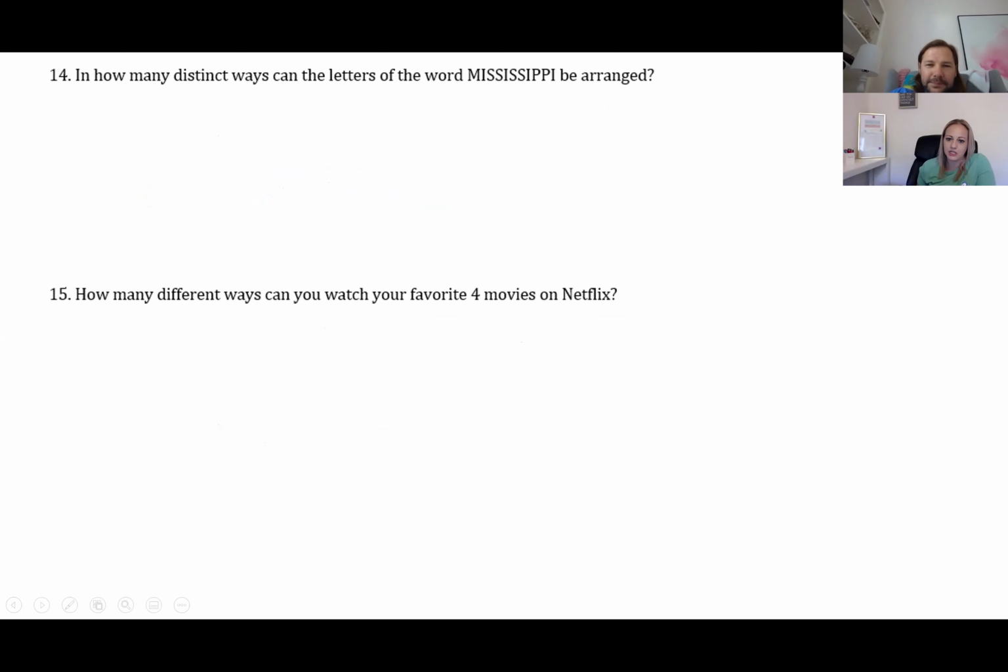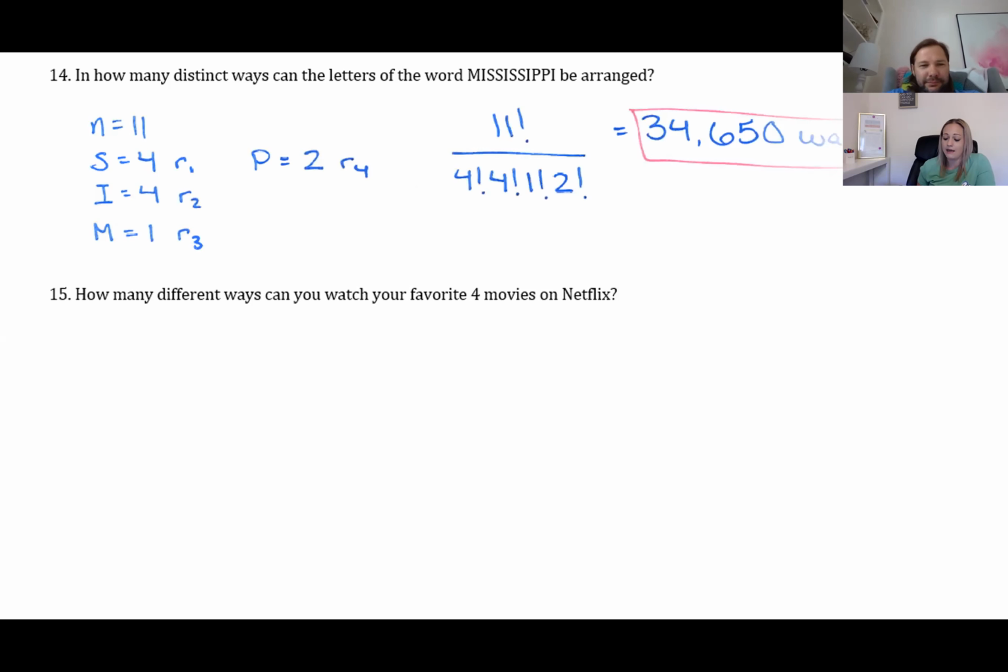In how many distinct ways can the letters of the word Mississippi be arranged? Whenever you're arranging letters in a word, that's permutation rule number 2. You figure out how many of each letter there are and how many total letters. For Mississippi, there are 11 total letters, and there are 4 S's, 4 I's, 1 M, and 2 P's. So you get 11 factorial over 4 factorial times 4 factorial times 1 factorial times 2 factorial, which comes out to 34,650 ways.